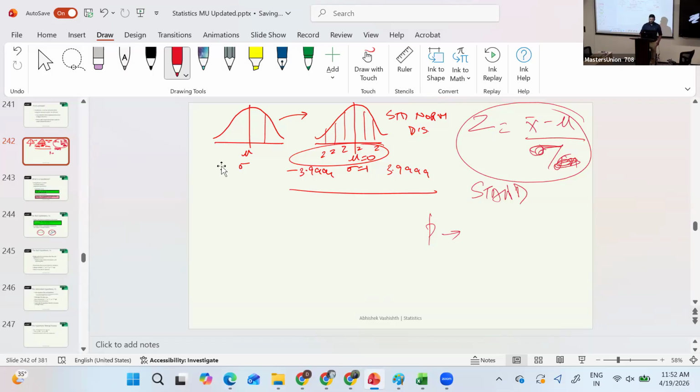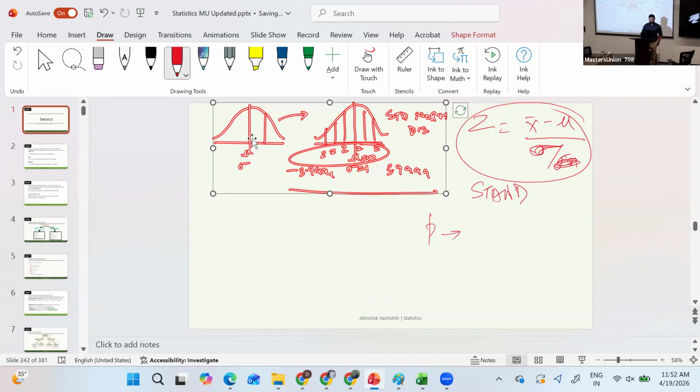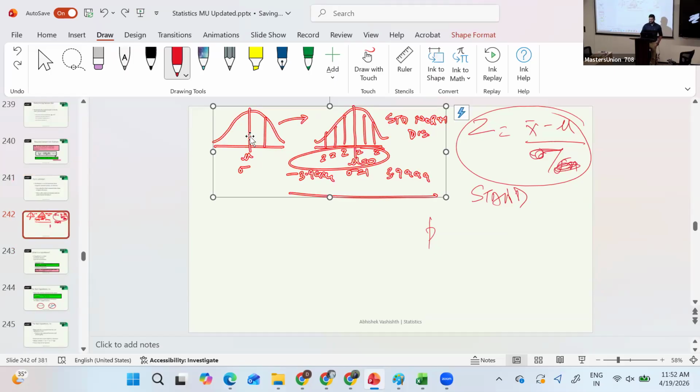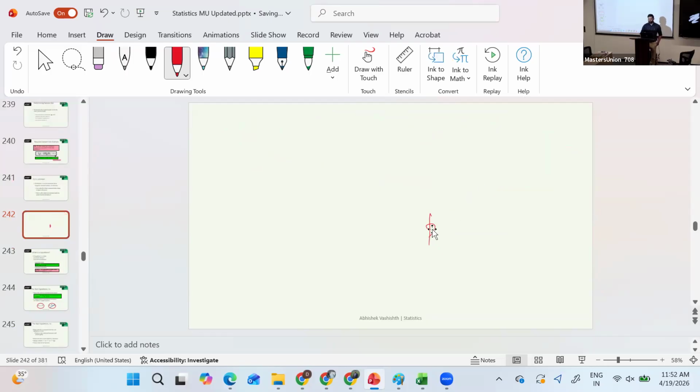And after this, we started talking about hypothesis testing. Also, I told you that sometimes when z is not available, when sigma is not available, we use another kind of table known as a t table.